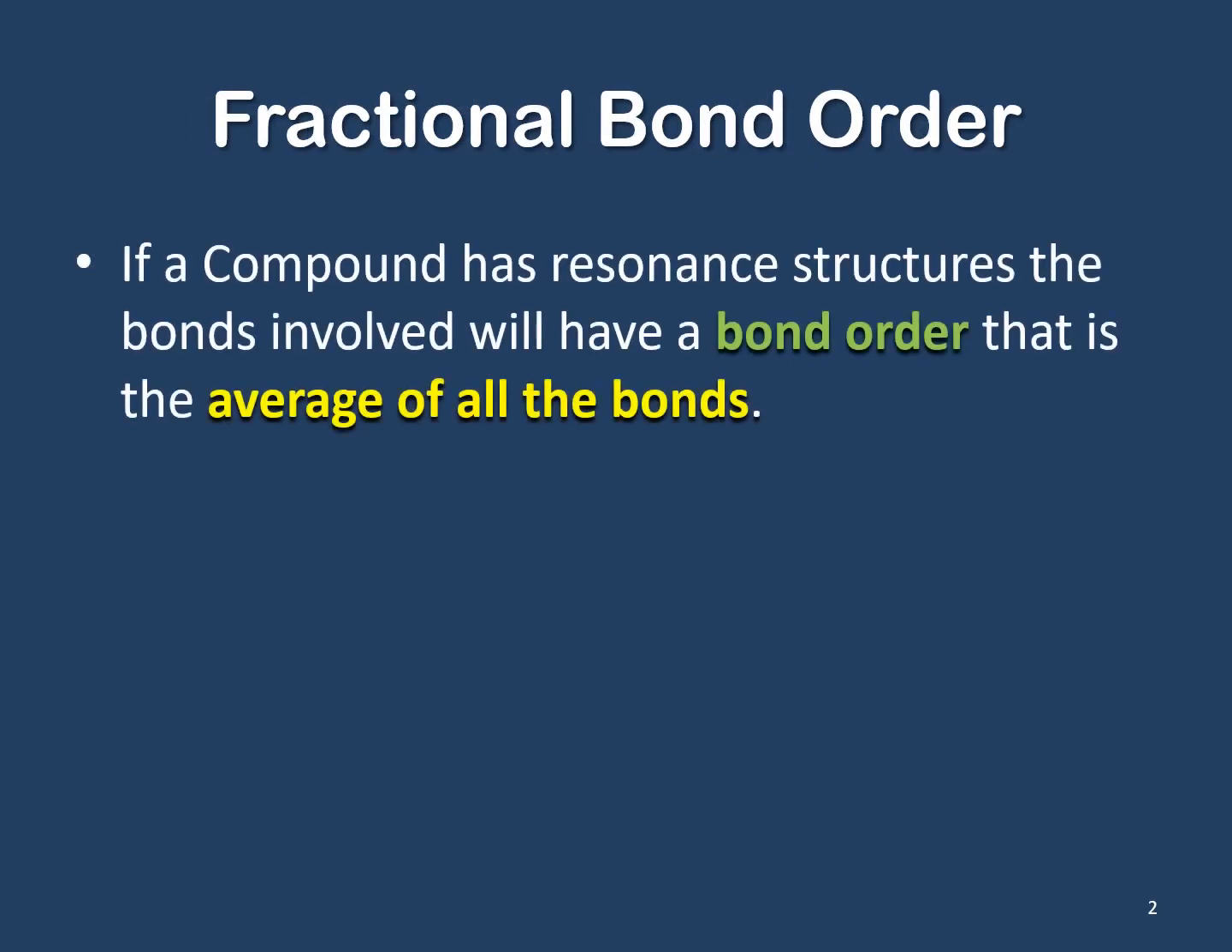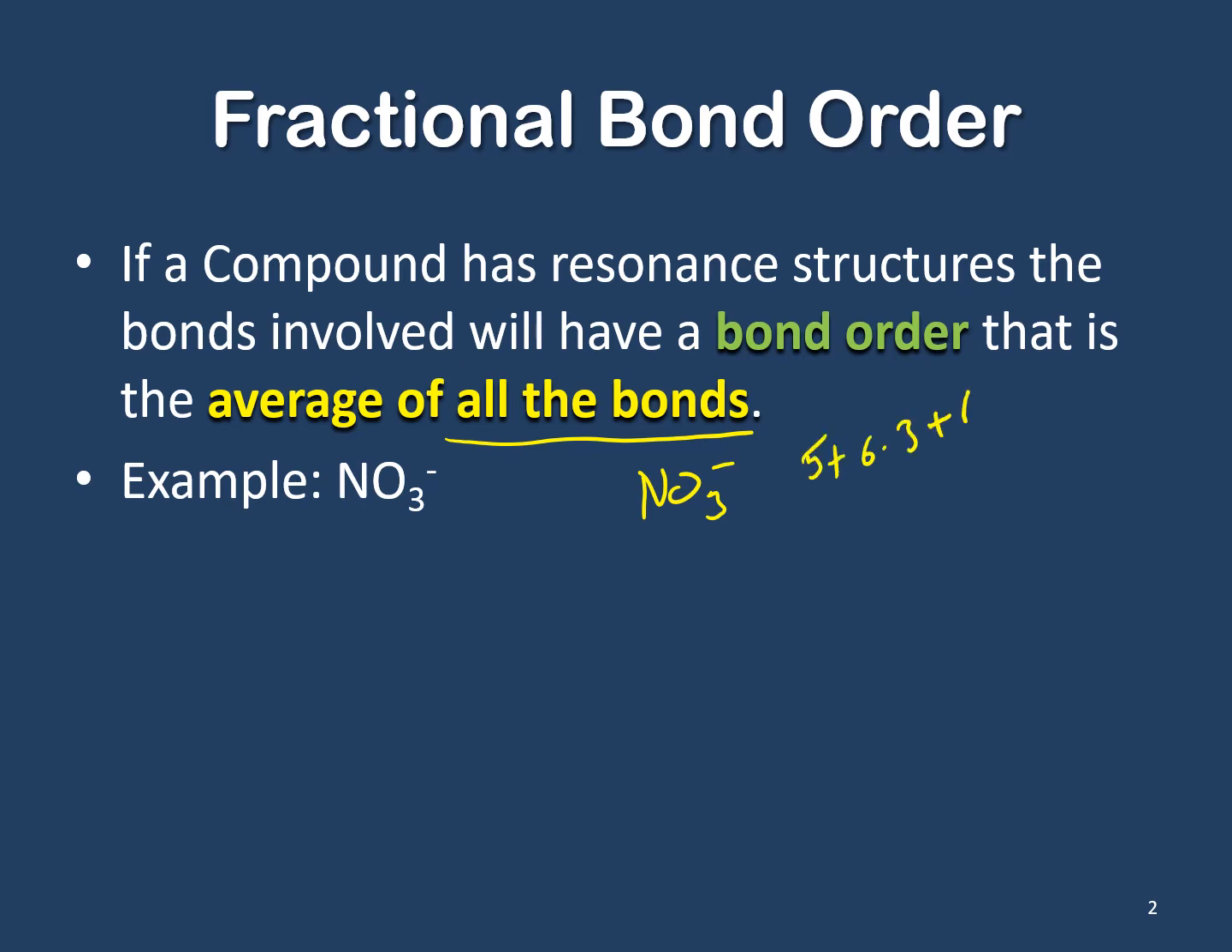So let's talk about fractional bond orders. If a compound has resonance structures, then the bond order that we calculate is actually the average of all the bond orders in the molecule. For instance, if we look at NO3 minus, it has 5 plus 6 times 3 plus 1 valence electrons, in other words, 24 valence electrons total. And nitrogen's our central atom. We can draw this like so.